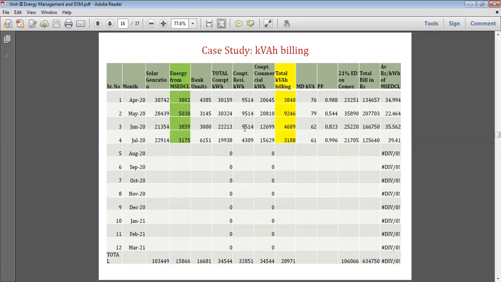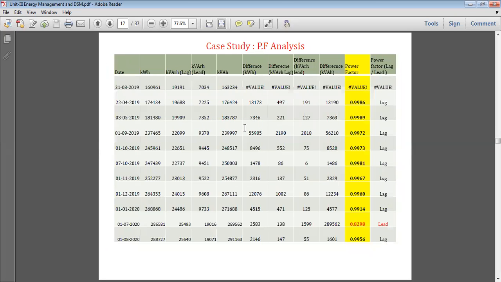So this is the influence of power factor over energy management. Now here, you can see the power factor analysis. So this is again the kilowatt, kVAR lag, kVAR lead, and total kVAH. These are the continuous readings of the energy meter, and this is the difference of the previous value and the current value. So this is the actual energy consumed by the consumer, actual kVAR lagging, kVAR leading, and the difference of these two will be the kVAH and the power factor.